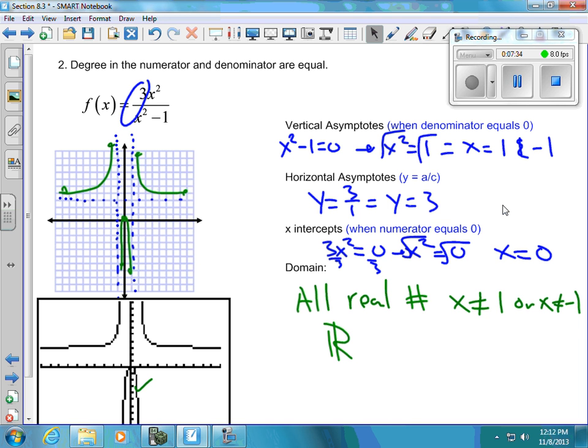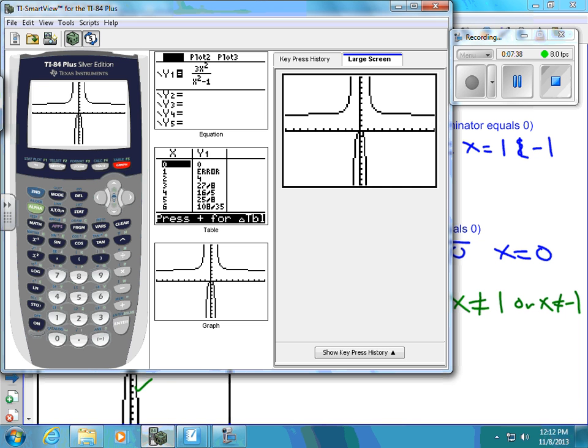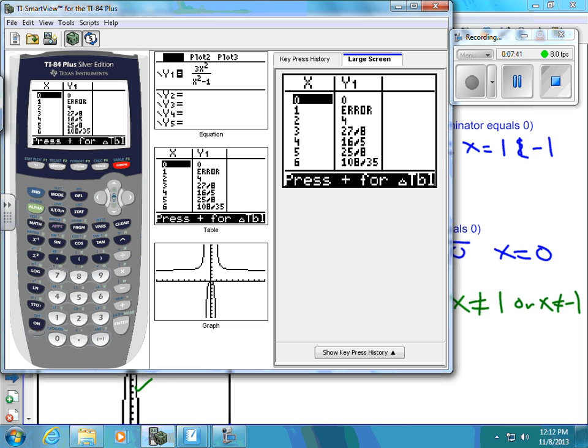We can plug in anything we want. We're going to get a y value out, except at 1 and -1. If we go to our table, it also shows that because it gives us an error at 1 and -1, but it will give us outputs for other values. Okay?